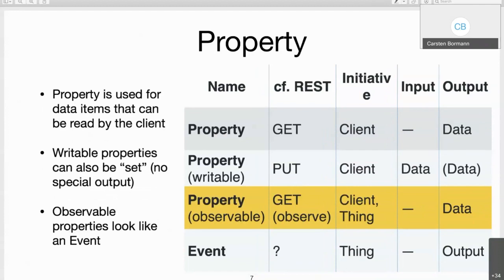So I talked about properties already a little bit. Let me just point out that SDF also has an observable property, like the thing description picture you just saw from Egger. And that's pretty interesting, because with an observable property, the initial initiative, again, is with the client. But from then on, it's the thing that tells you that there are updates to this property. And you can see this is actually not much different from an event. So it's not quite clear where the boundary between these two is.